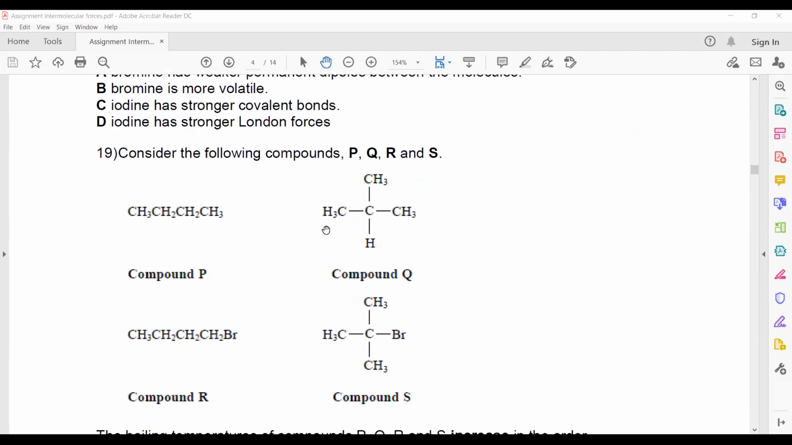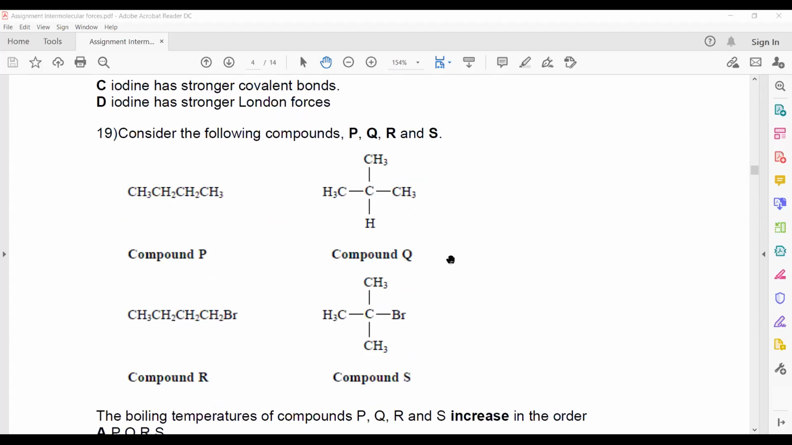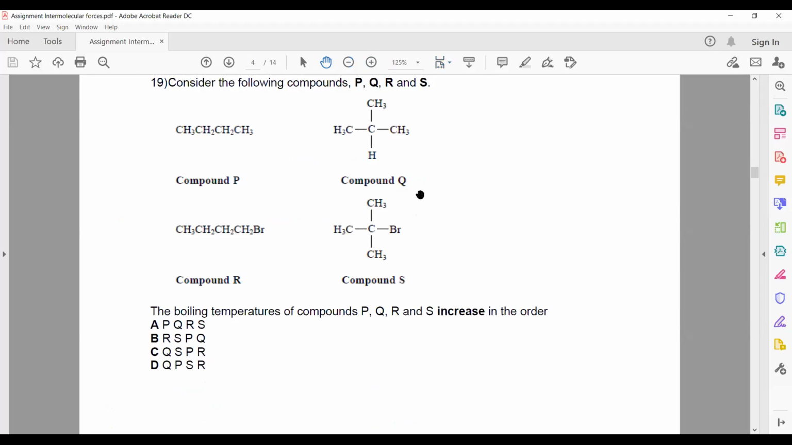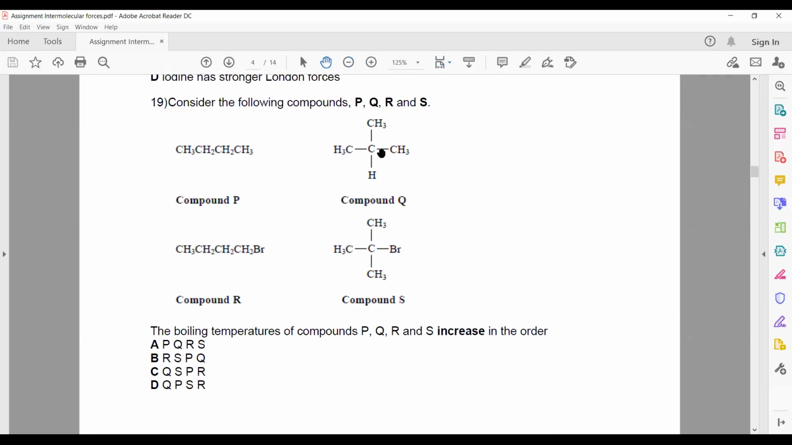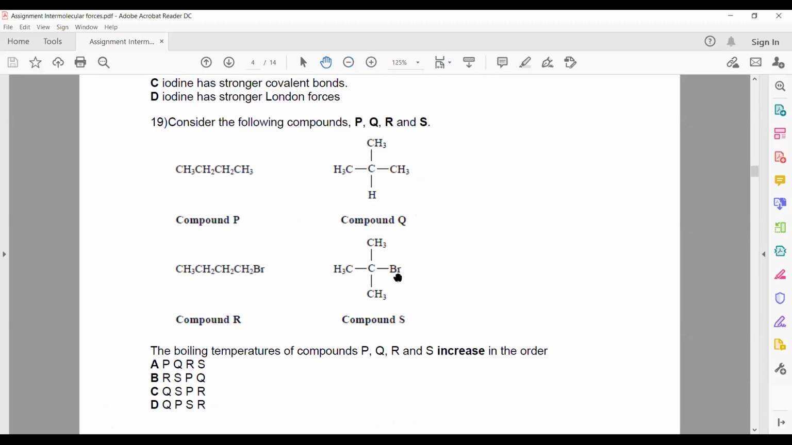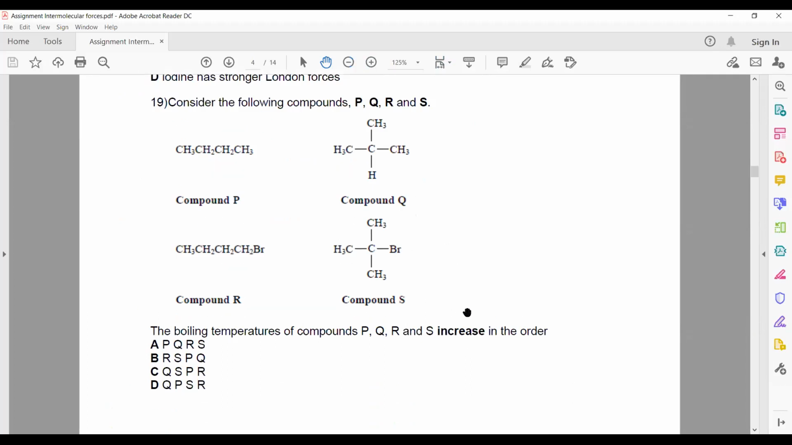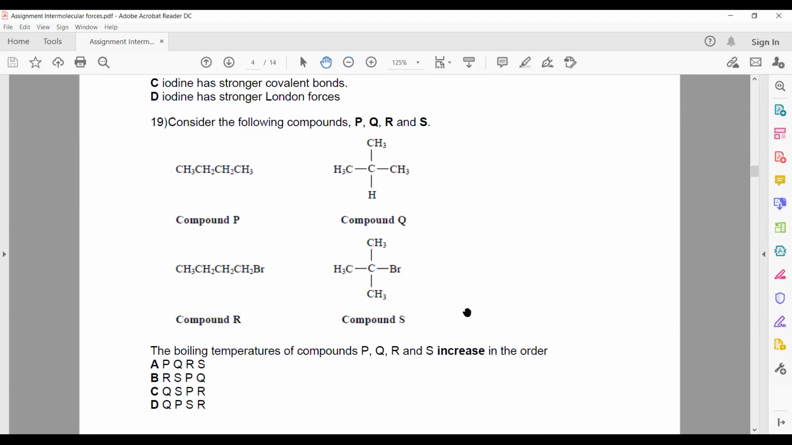The next question: consider the following compounds P, Q, R, and S. So four compounds are given, and you can see the structure. All have four carbons, with bromine on two of them. The boiling temperature of the compounds P, Q, R, and S increases in the order. First thing, when bromine is attached, it will make dipole force, and if we have the same number of atoms, then dipole force is stronger as compared to induced dipole forces.